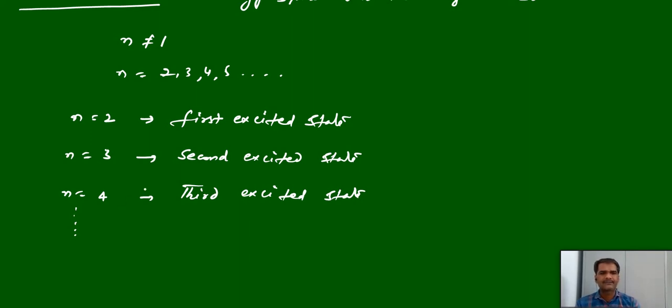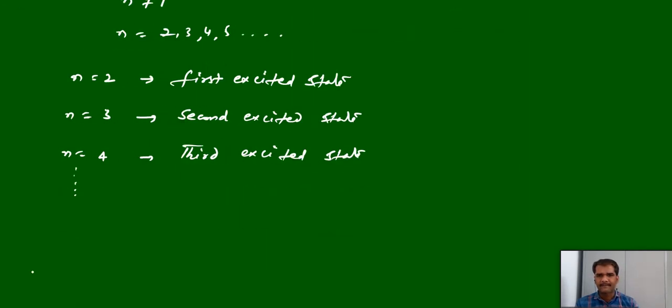They will ask questions like: calculate the energy in the second excited state, or calculate the energy in the fifth excited state. So you should have the basic idea of what the first excited state and the second excited state mean. If you understand what the third excited state means, you can do the calculations easily. I will see some basic questions here.